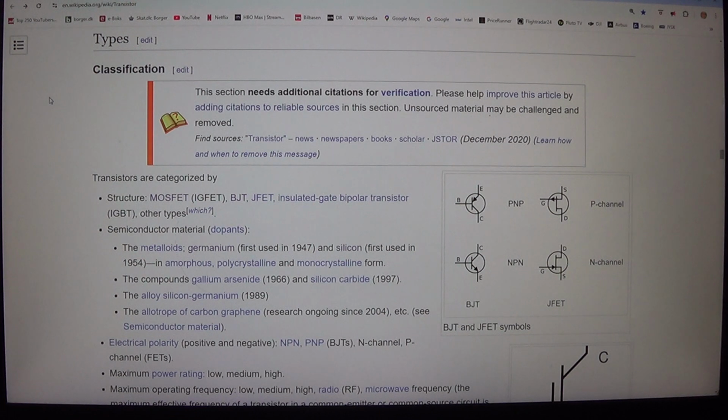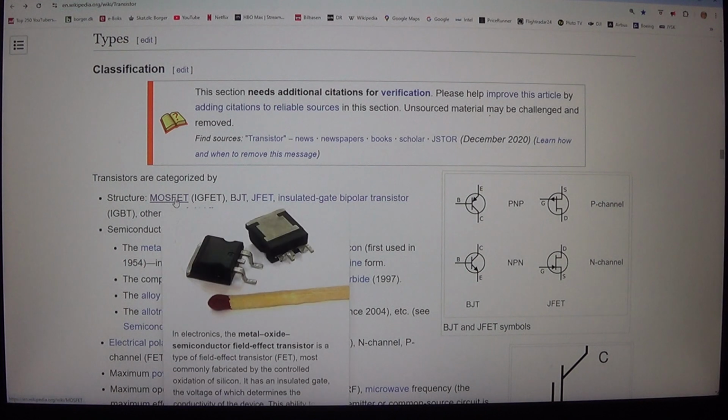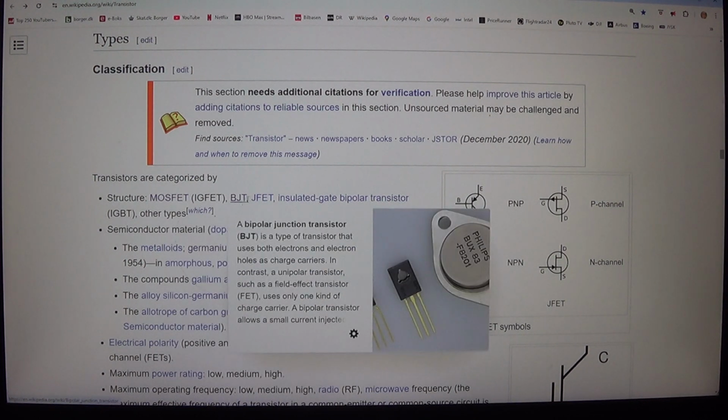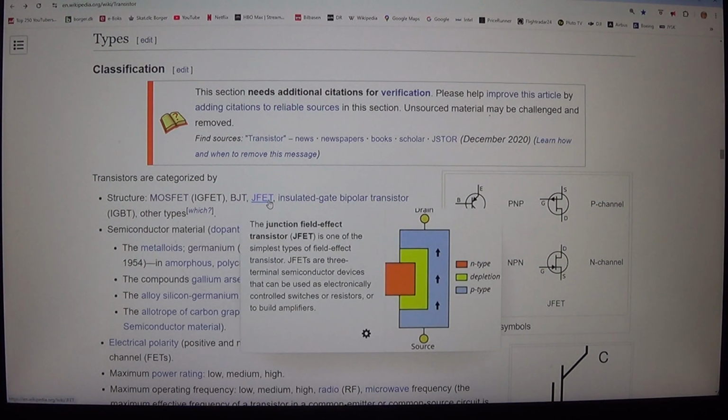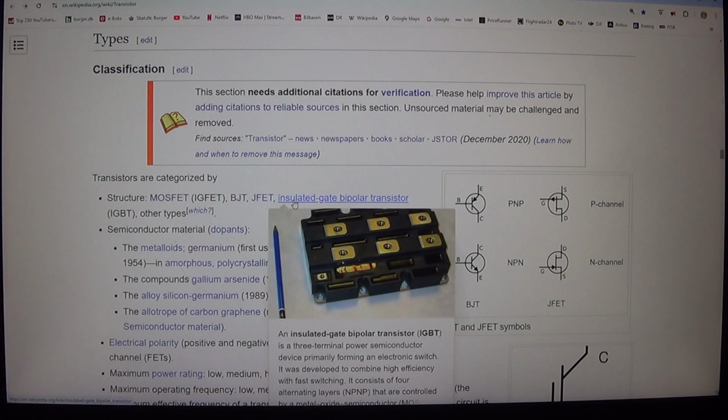Additional citations for verification. Please help improve this article by adding citations to reliable sources in this section. Unsourced material may be challenged and removed. Find sources: Transistor, News, Newspapers, Books, Scholar, JSTOR, December 2020. Learn how and when to remove this message.